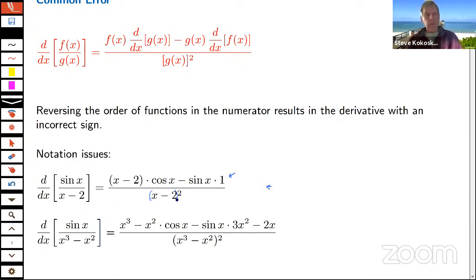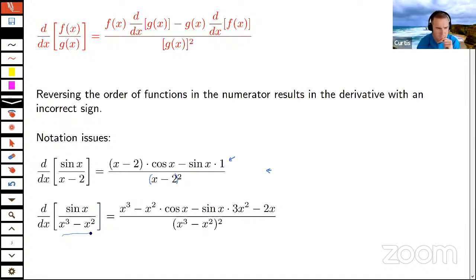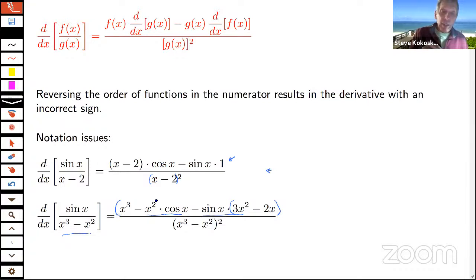And here's another expression. In order to take the derivative of this one, I need to use the quotient rule. And again, under a timed exam, this is a common error. There are some missing parentheses here. And if we don't see those parentheses, we think of this as just x squared times the cosine. We think of this as just sine of x times 3x squared. There needs to be this extra set of parentheses in order for that expression to be correct.